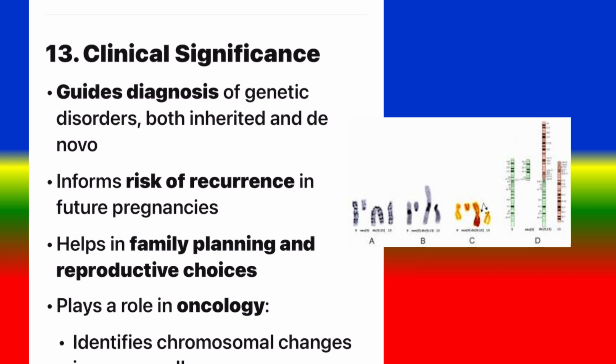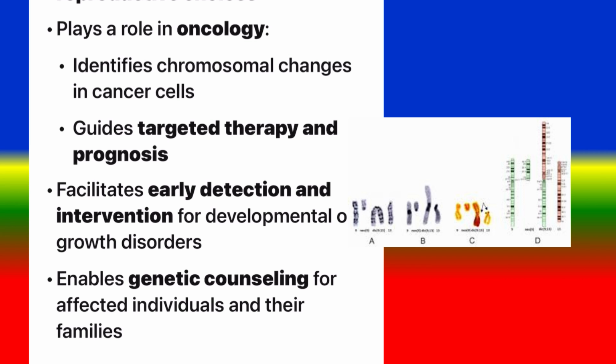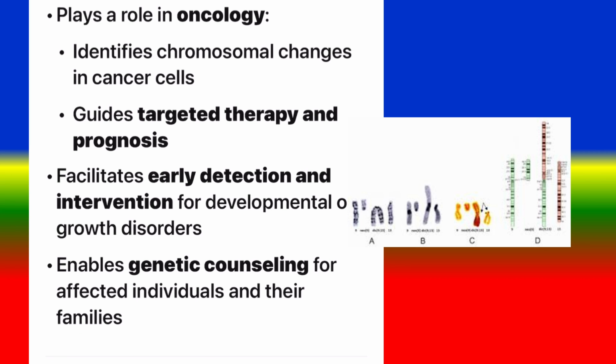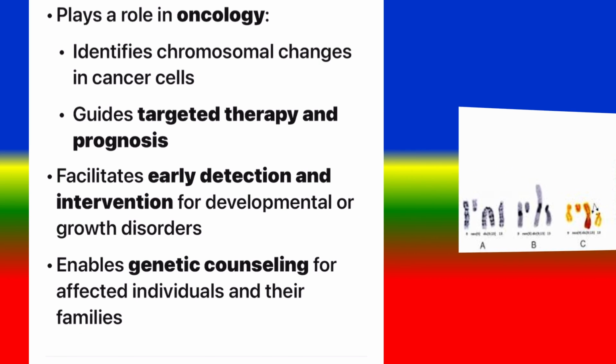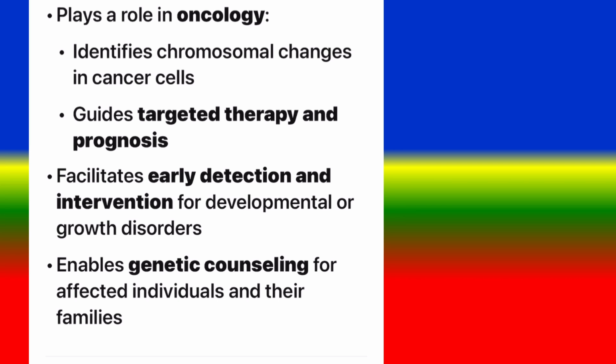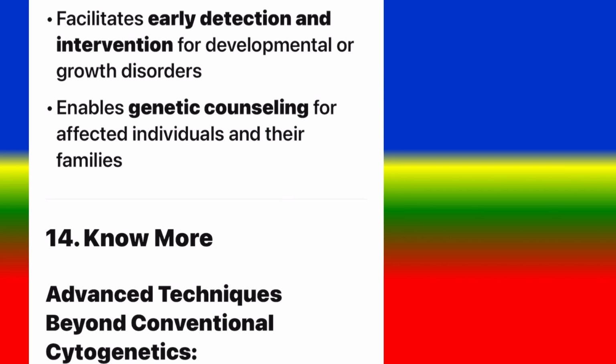13. Clinical significance. Guides diagnosis of genetic disorders, both inherited and de novo. Informs risk of recurrence in future pregnancies, helps in family planning and reproductive choices, plays a role in oncology, identifies chromosomal changes in cancer cells, guides targeted therapy and prognosis, facilitates early detection and intervention for developmental or growth disorders, enables genetic counseling for affected individuals and their families.